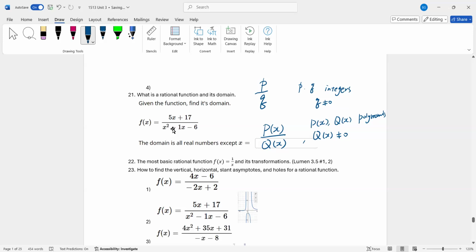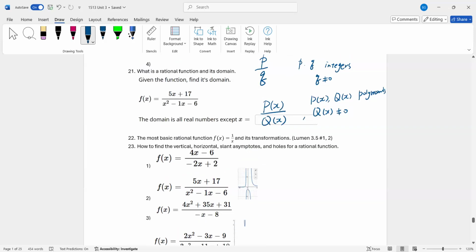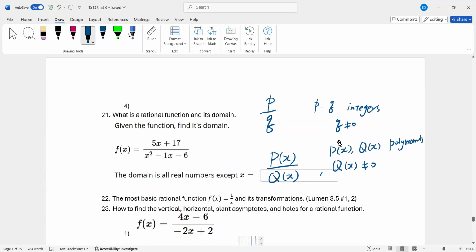Rational function is a quotient of two polynomials. For example, for this function f of x, the numerator 5x plus 17 is a polynomial with degree 1, a linear. The denominator x squared minus x minus 6 is a polynomial of degree 2. So this is a rational function. A rational function looks like that. And you can also look at those functions. They are all rational functions because they are quotients of two polynomial functions. The numerator is a polynomial, the denominator is a polynomial, right? That's what a rational function looks like.